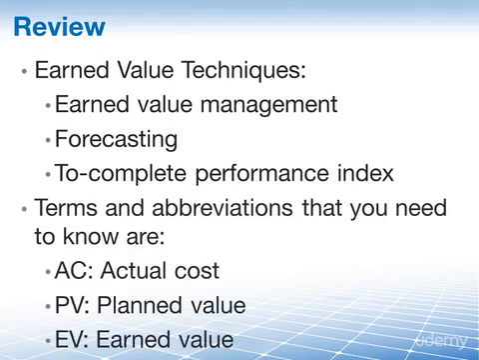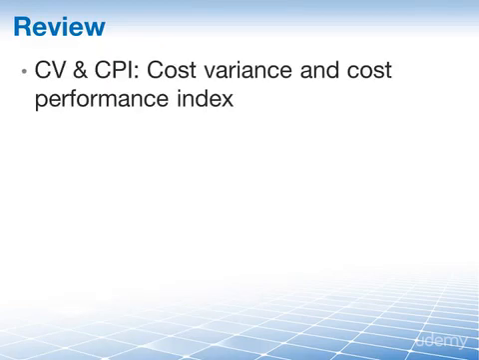AC is the actual cost. This is how much our project has actually cost us so far. PV is the planned value. This is how much we had planned on our project, how much it should cost us up to date. And then we have the EV, the earned value. This is the theoretical value that our project would earn if we were able to sell the deliverables that we have produced so far.